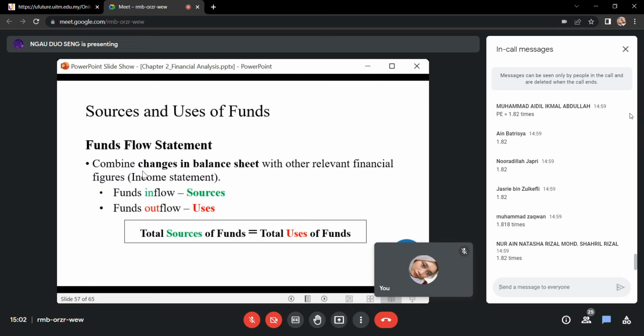So fund inflow is sources of money flowing into the company, money coming into the company. Fund outflow is uses, how you use your money. So this one is outflow. So total sources of fund should be equal to total uses of fund. The money coming in equals the money going out. All right, simple.